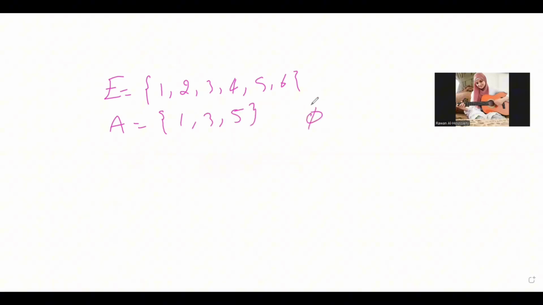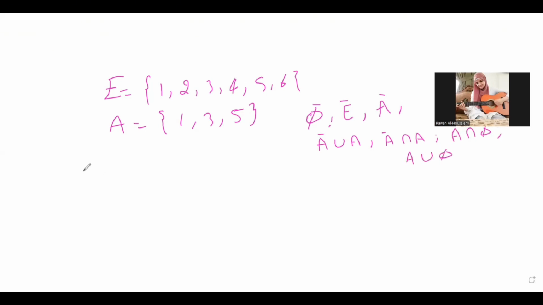Okay, so now let's apply a direct application of the general rules. Suppose we have the set E, which contains the numbers from 1 to 6. Then we have the set A, a subset of E, which contains the numbers 1, 3, and 5. We have to find phi bar, E bar, A bar, A union A bar, A intersecting A bar, A intersecting phi, and A union the set phi.